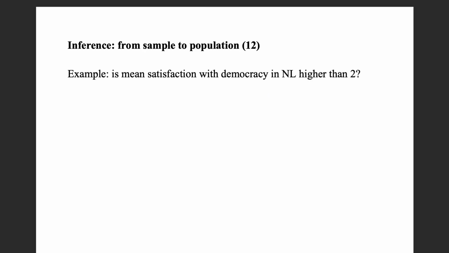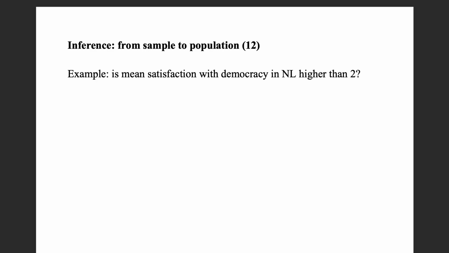Okay, so let's close up by applying this again to a concrete example. So let's say I want to find out about mean satisfaction with democracy in the Netherlands. And let's say that I have observed that it was quite low in the past. Maybe a couple of years ago, I know it was around 2. So I wonder whether it increased now. So my question might be, is the mean satisfaction with democracy in the Netherlands now higher than 2? So that's a somewhat interesting question, and that's a question we can directly test.